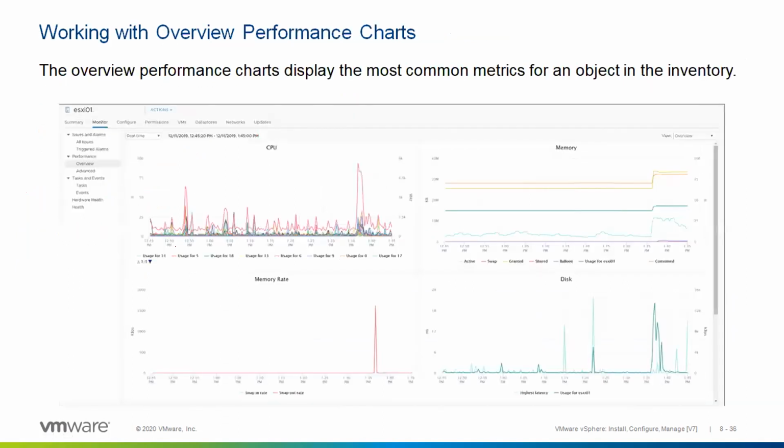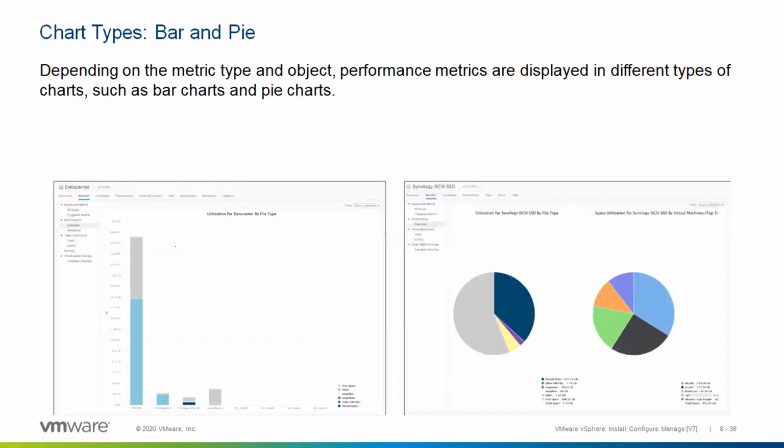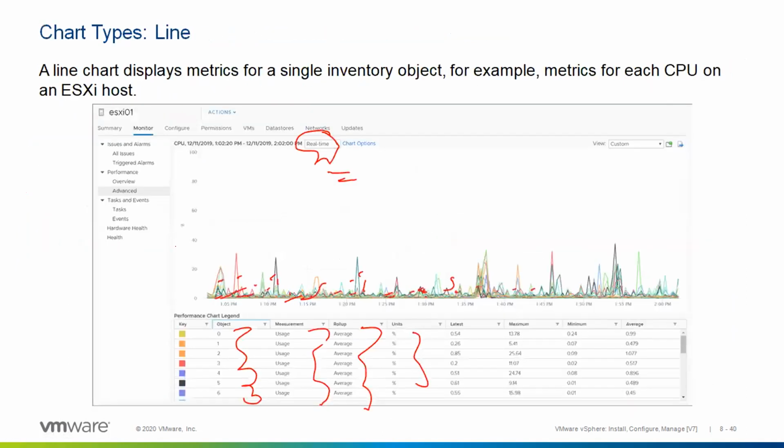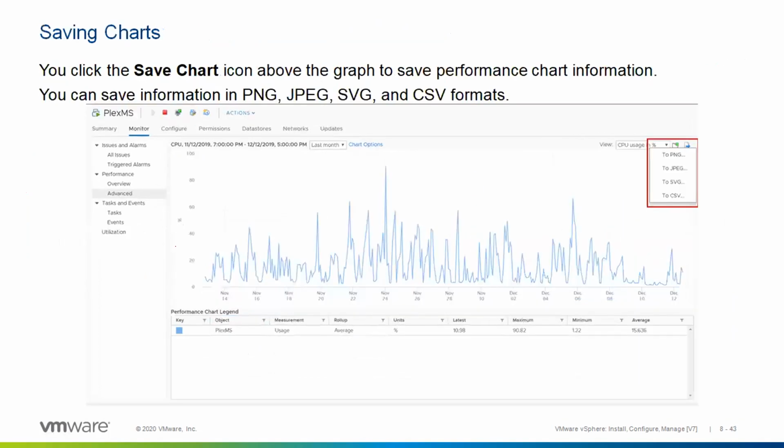So it all depends on what you want to check, what you want to analyze, and what you want to export. All right. So these are all the charts, and you can export them in the form of JPG, CSV, SVG, or PNG files. So these are the different formats. For an example, here I have given the CPU utilization for the last month.